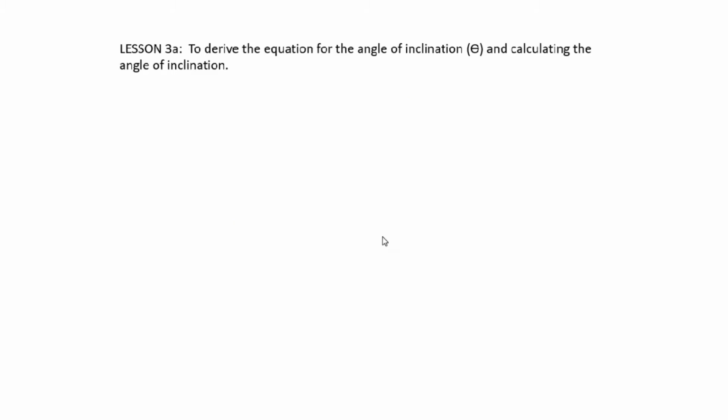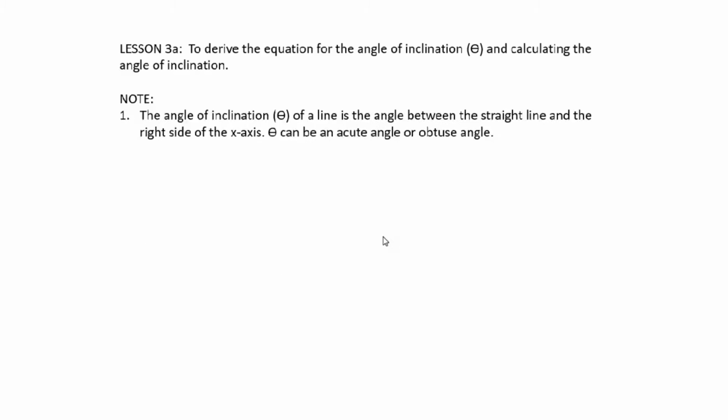In this lesson, we are deriving the angle of inclination and we give it the Greek letter theta, which is just like a small zero which has been crossed in the middle. We are also going to be calculating that angle of inclination. This angle of inclination, theta, of a line is the angle between the straight line and the right side of the x-axis. And theta can be acute or obtuse.